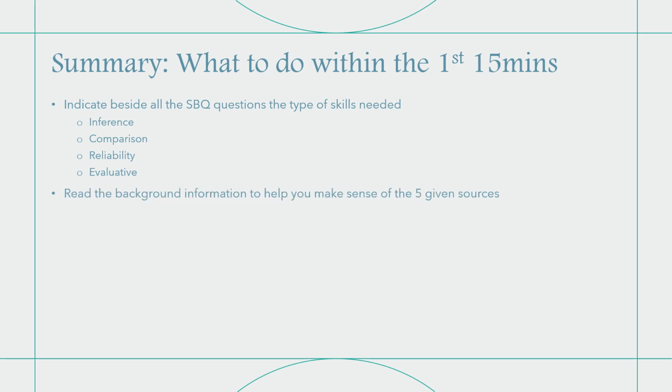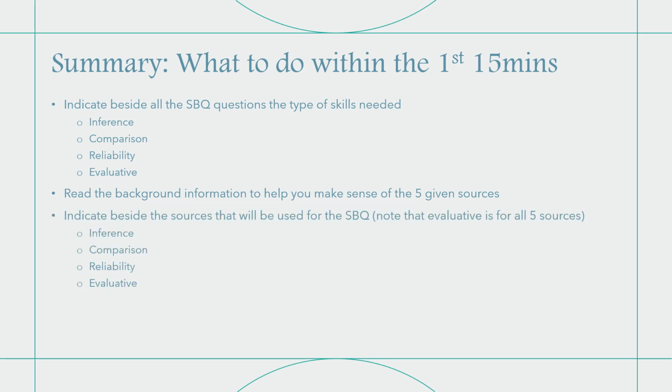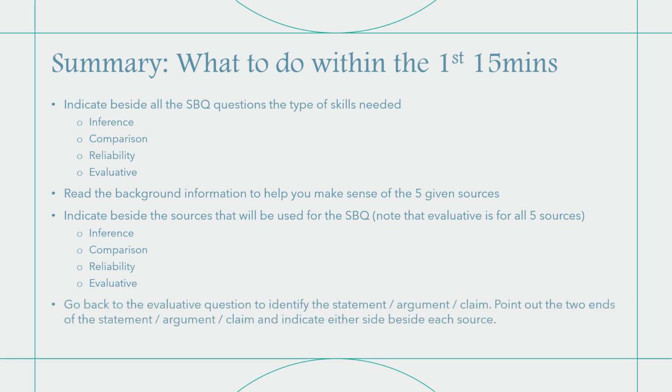Next, you read the background information to help you make sense of the 5 given sources next. Then slowly go to all the different sources, source A to source E. And beside every single source, you indicate what kind of skills is needed. So for instance, just like what I've shown you, source A is actually on inference, source B is on nothing yet, source C and D is on comparison, source E is on reliability, and for evaluative, it is for all the questions.